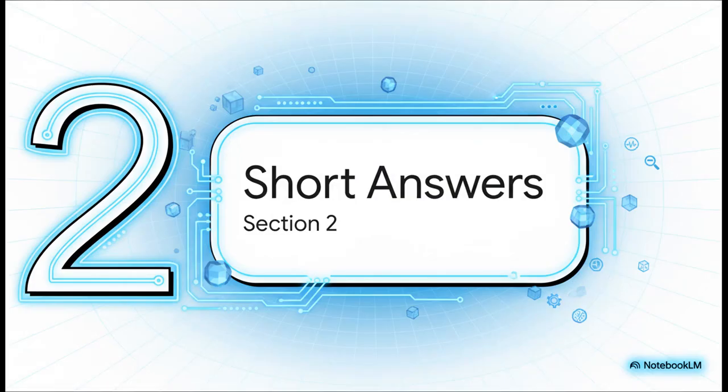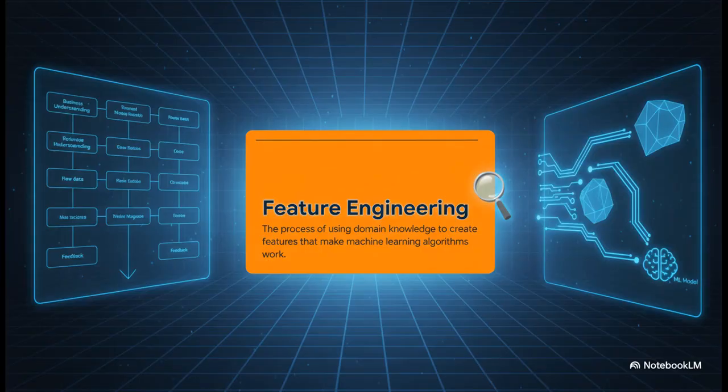Whew, great job on that section. Now, let's take a breath and slow down just a little bit. For the short answers, these need to be quick but clear. Okay, first, a two-parter. How many steps are in the data science methodology? There are 10, starting with business understanding and going all the way to getting feedback.